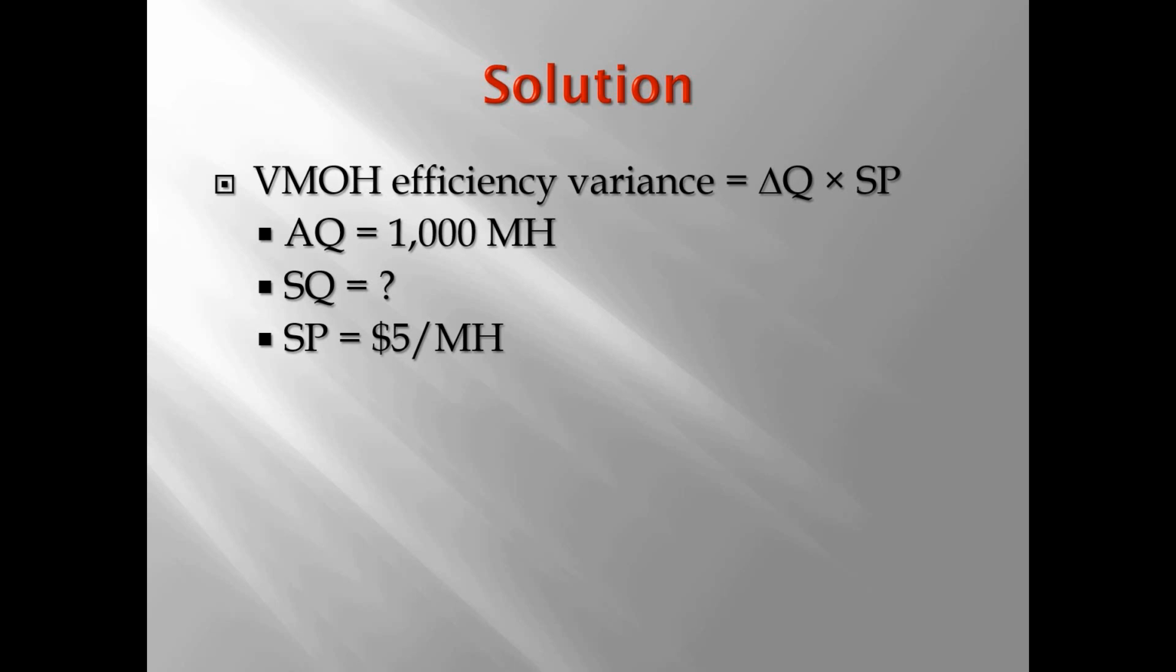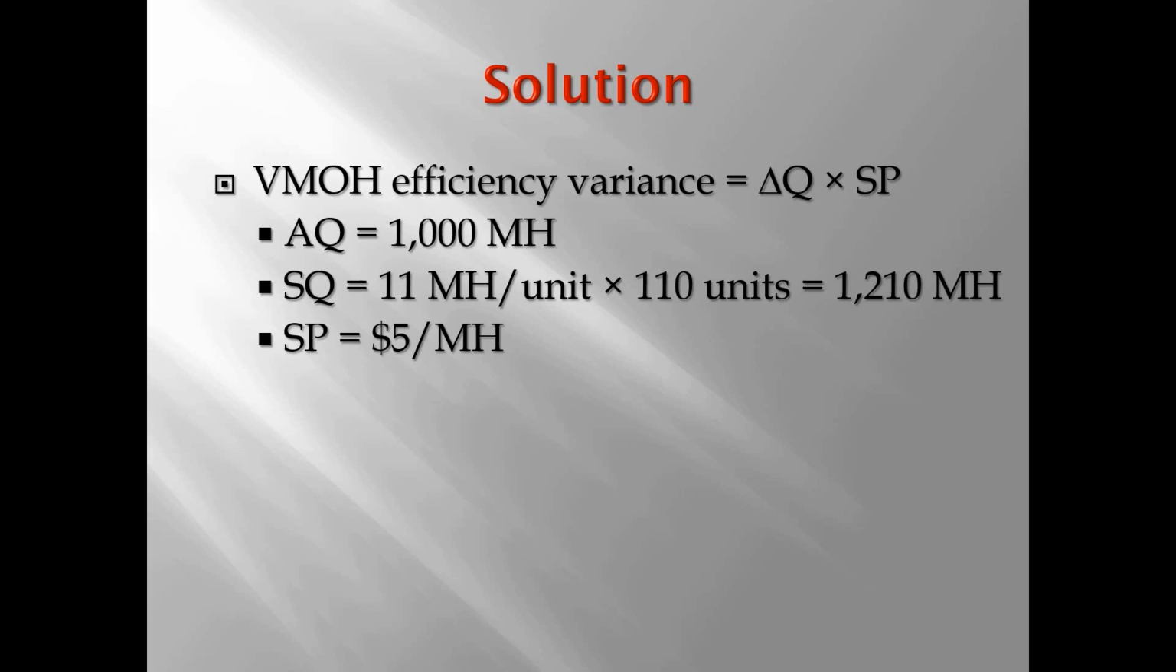But what about the standard quantity? We'll have to figure that out. We know that the firm budgets 11 machine hours per unit, and during this period they made 110 units. That means that they would have expected to use 1,210 machine hours to make these units. Now we're ready to put this information into our formula.